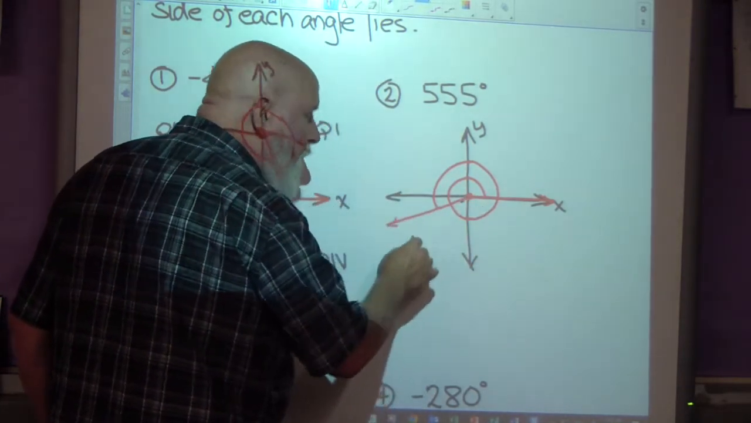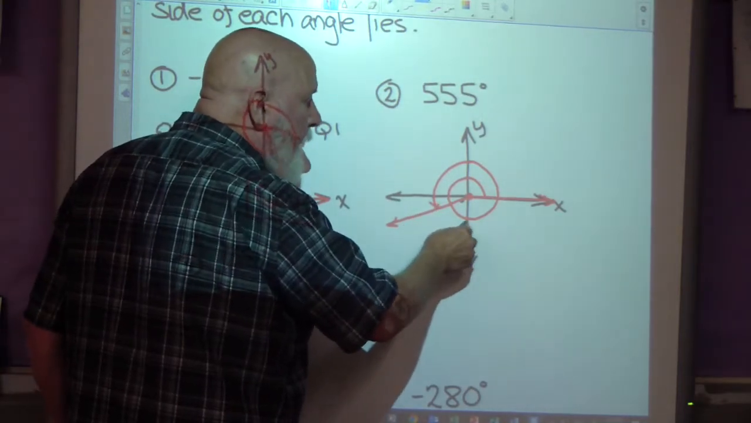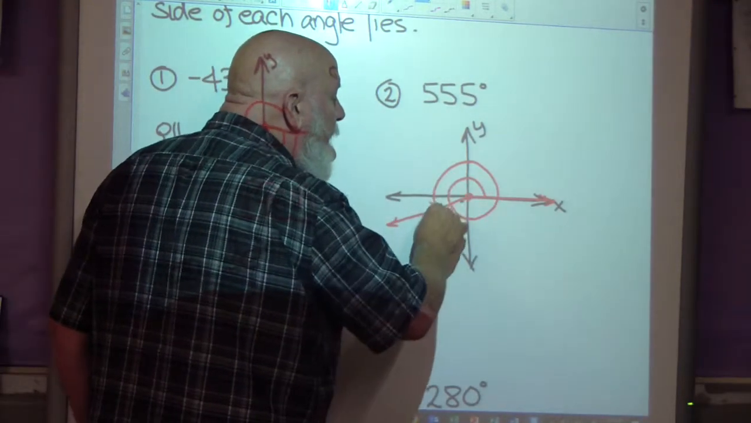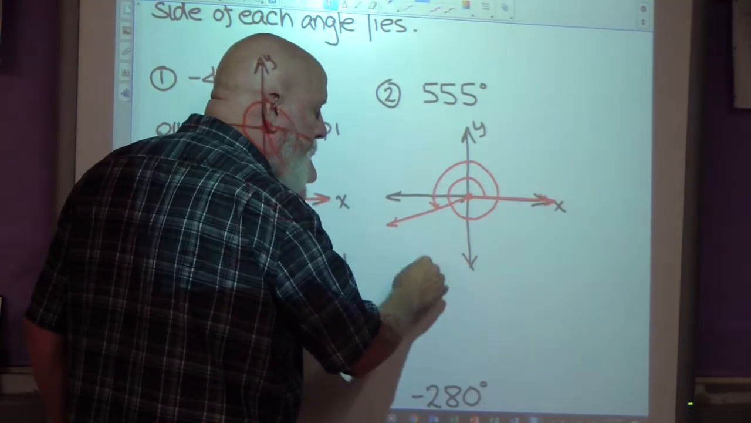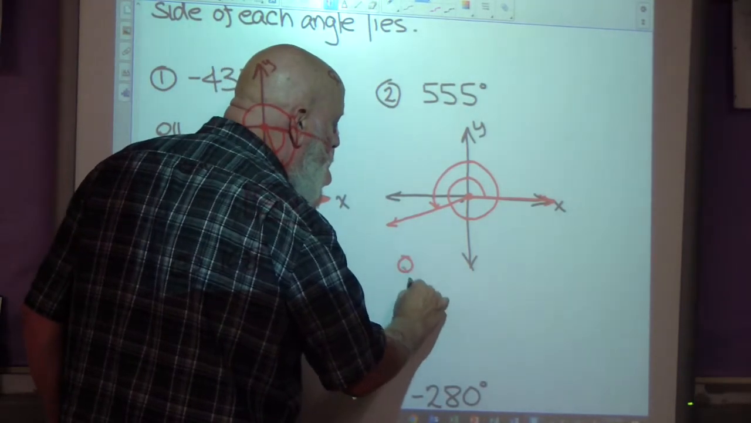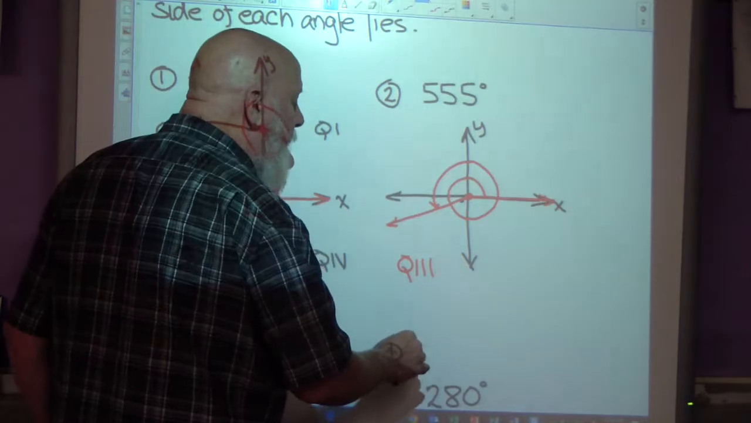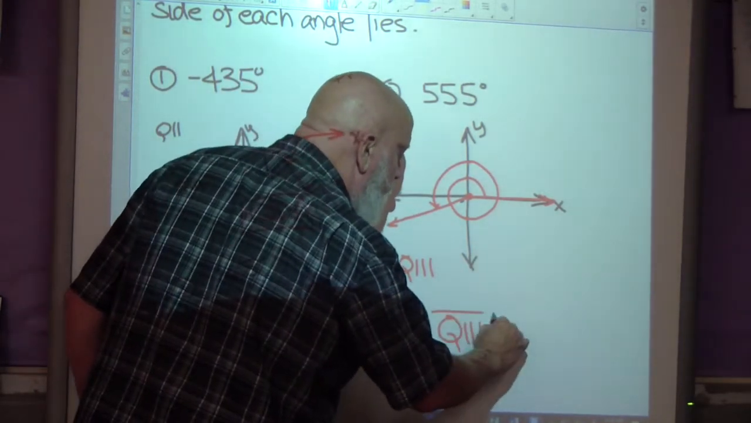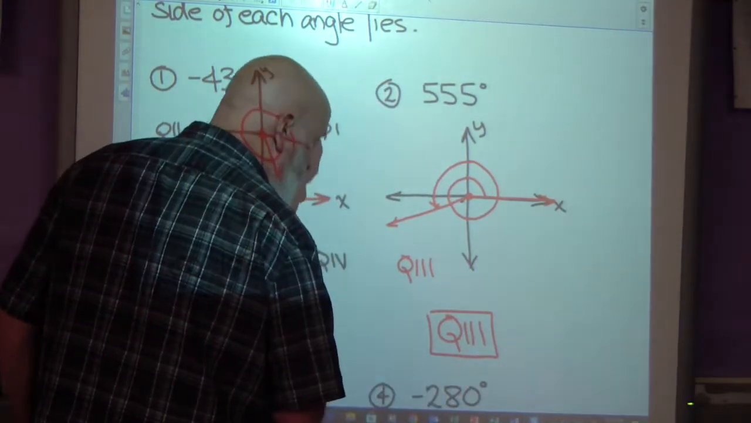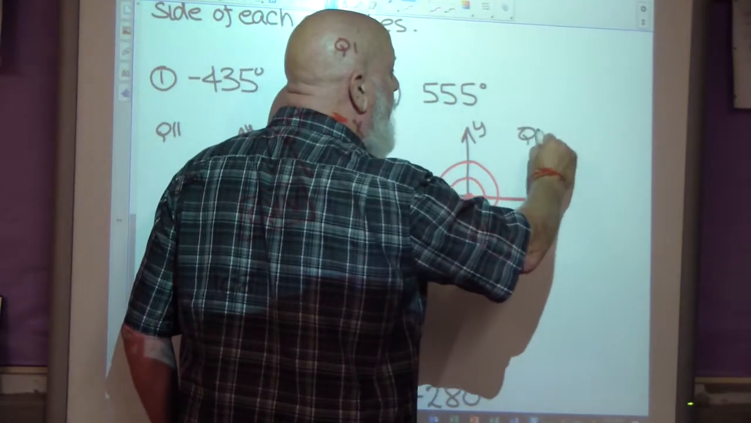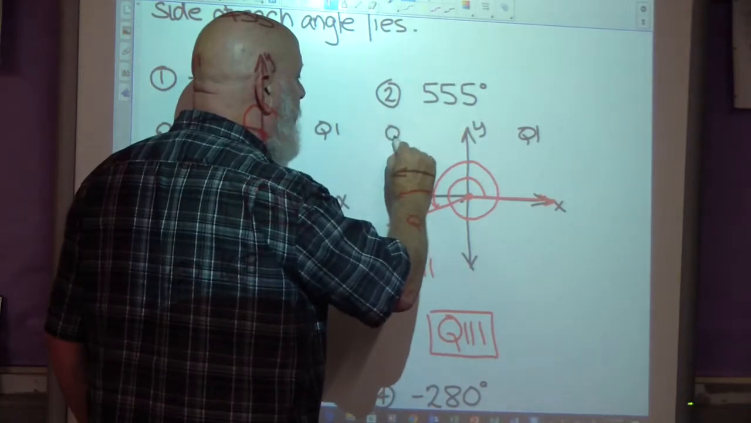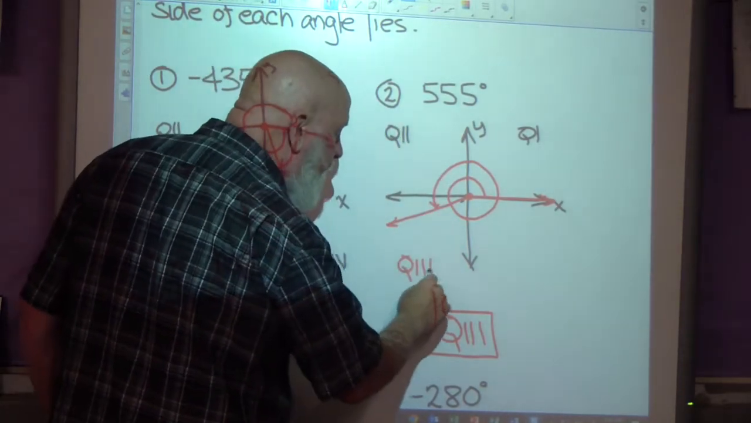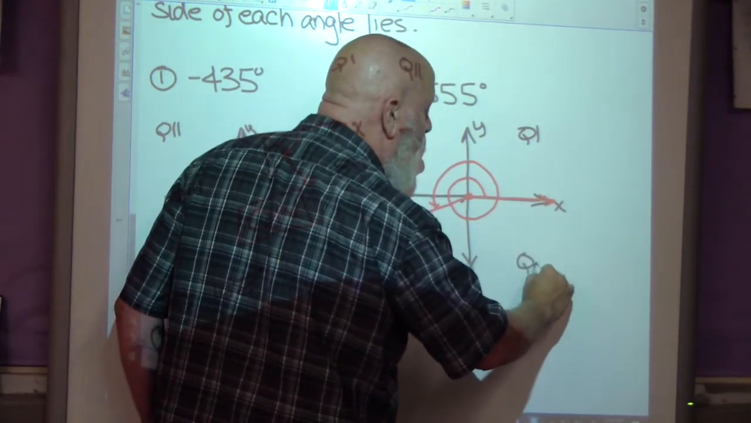That's not a perfect sketch, but it is positive, and it's in the neighborhood of 555 degrees, and I know now that this angle, if I haven't made a mistake, is a quadrant 3 angle. It will stop in quadrant 3. This is quadrant 1, quadrant 2, quadrant 3, and quadrant 4.